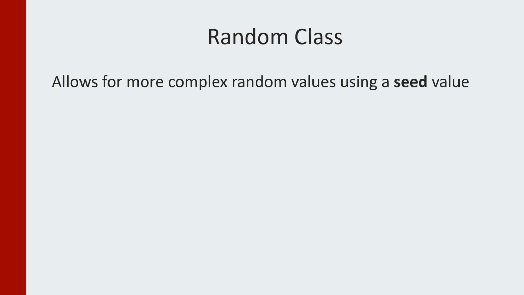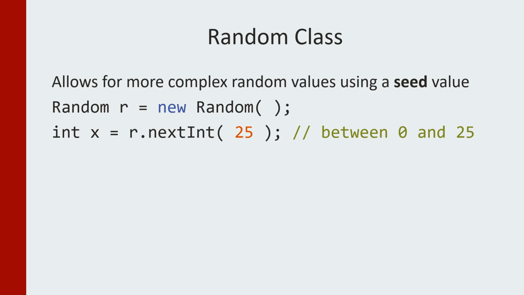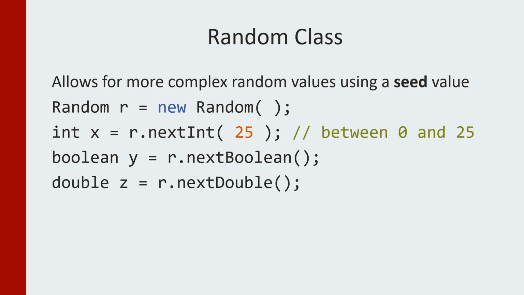We have also talked previously about the Random class. The Random class allows for getting different kinds of random values, and it uses a seed value to do it. You can declare a new Random object using just new Random, and in this case, there's nothing that goes in the parentheses. If you want to get a random number between 0 and 25, you can do r.nextInt and then 25. Another thing you can do is get a random Boolean. So r.nextBoolean will give you that. And you can do r.nextDouble to get a random double.